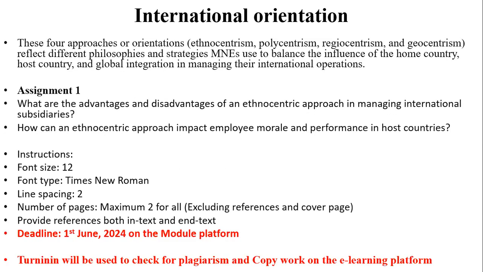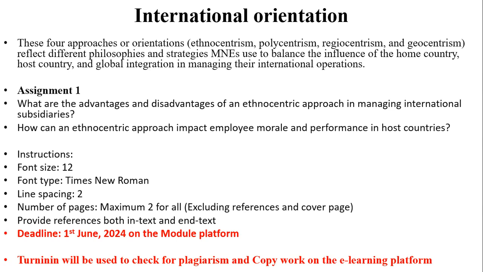So that will be all for today. By way of summarizing, the 4 international orientations, if you like, the 4 approaches or theories, including ethnocentrism, polycentrism, regiocentrism, and geocentrism, reflect different philosophies or strategies in multinational enterprises that can be used to balance the influence of home country, host country, and global integration in managing their international operations. And depending on the one you adopt, it will have serious implications on your HR policies and practices.